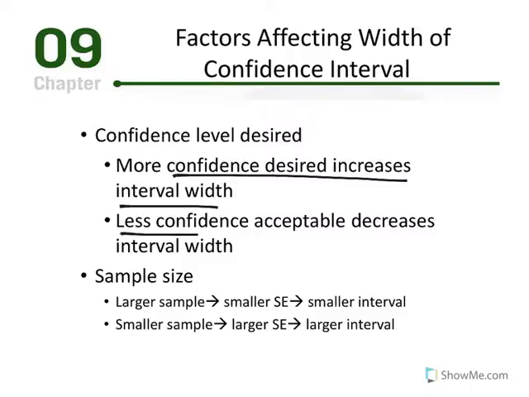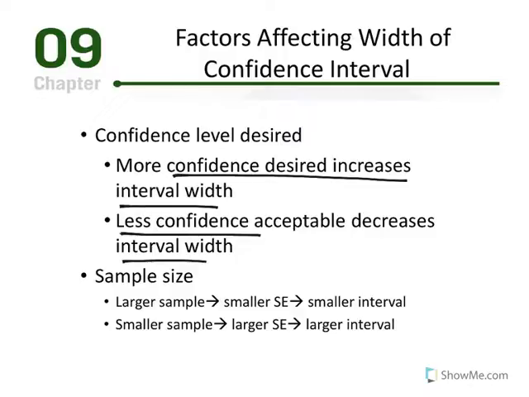Conversely, less confidence acceptable decreases the interval, so we have a smaller range. So again, the comparison of the 95% confidence interval example as opposed to the 80%: at 80% we have less confidence. Our width of the interval is smaller, but more precise, more accurate. So again, recognize the trade-off there.